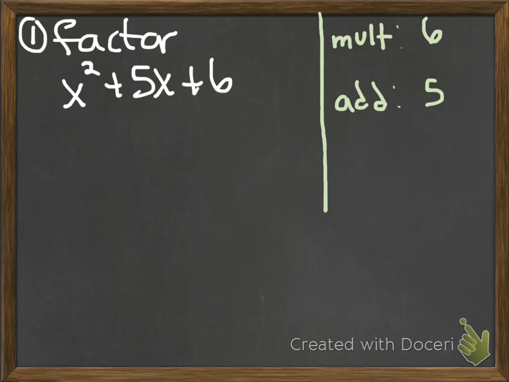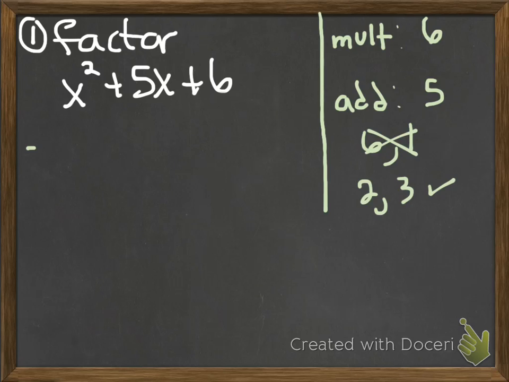Alright, so let's think about it. What 2 numbers multiply to 6 and add to 5? Would it be 6 and 1? 6 and 1 multiply to 6, but 6 plus 1 is 7, not 5. 2 and 3? Absolutely. 2 times 3 is 6. 2 plus 3 is 5, so that's going to do it.